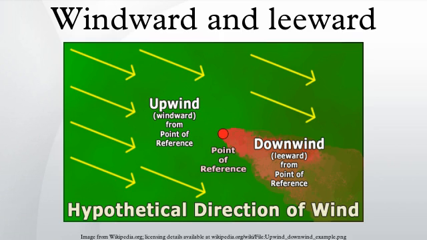Windward is the direction upwind from the point of reference. Leeward is the direction downwind from the point of reference. The side of a ship that is towards the leeward is its lee side. If the vessel is heeling under the pressure of the wind, this will be the lower side.